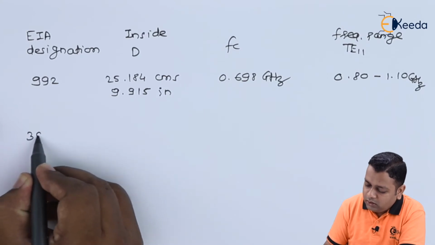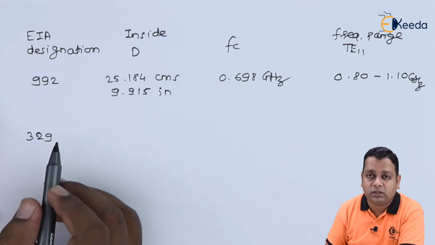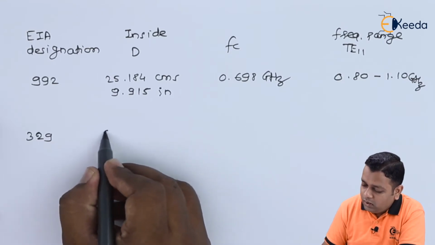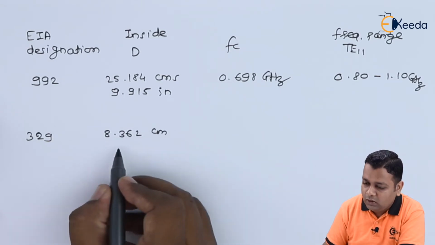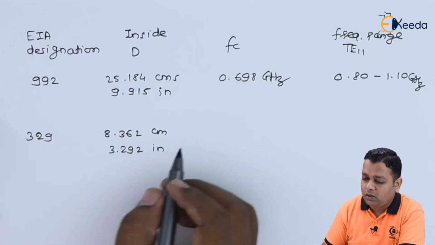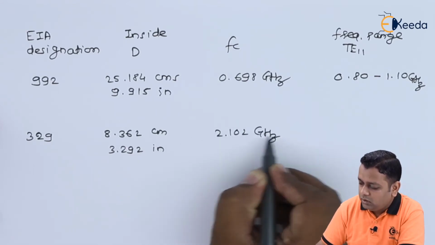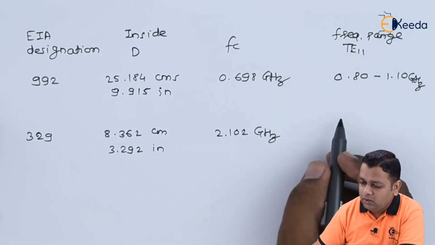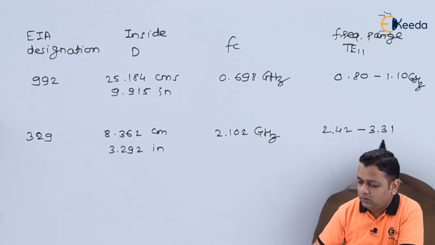Another example we can take is 329, while the EIA designation is for a circular waveguide. So the corresponding dimensions in centimeters are 8.362 centimeters, whereas in inches we have 3.292 inches. The cutoff frequency we have corresponding to this device is 2.102 gigahertz, whereas the frequency range for the dominant mode is recommended as 2.42 up to 3.31 gigahertz again.